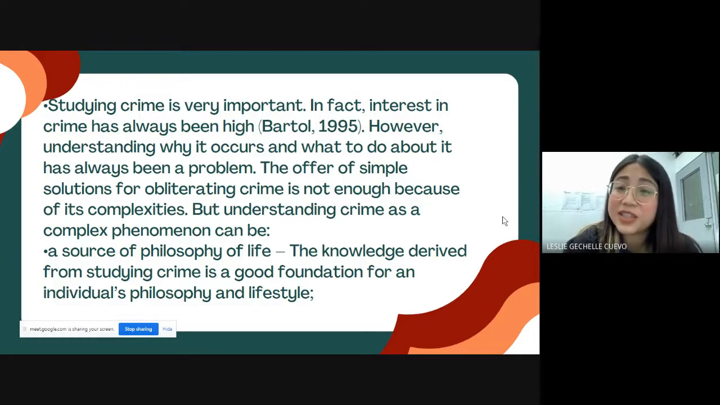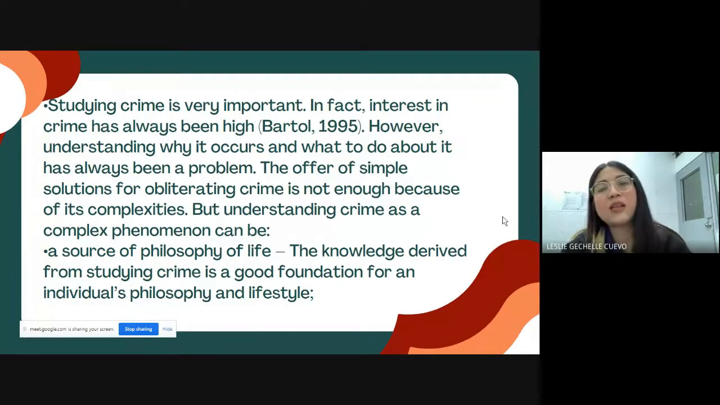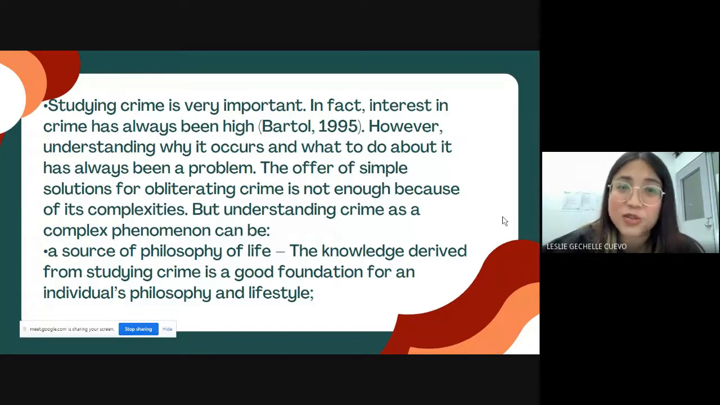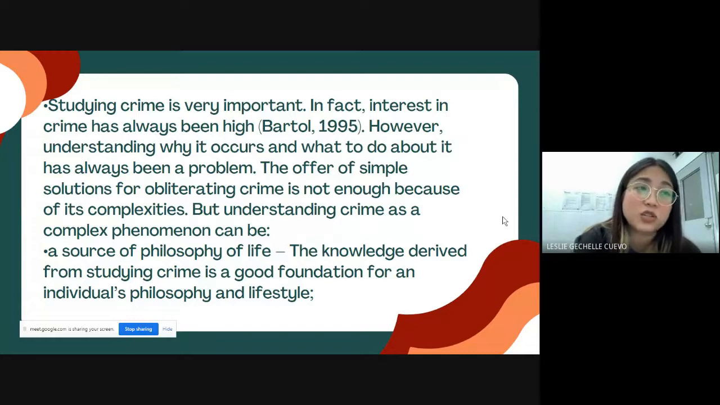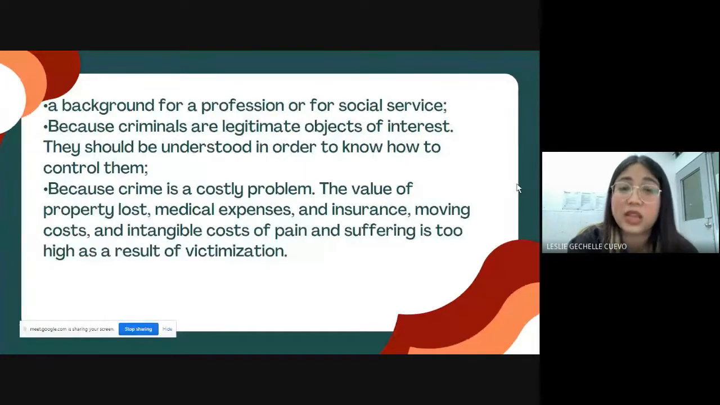Okay. But understanding crime as a complex phenomenon can be a source of philosophy of life. The knowledge derived from studying crime is a good foundation for an individual's philosophy and lifestyle. Para may gabay ka kung papaano ka mamumuhay sa mundo. Kaya, yun nga, source of philosophy. It is a background for a profession or for social service, katulad natin. Ito nga ang profession natin.